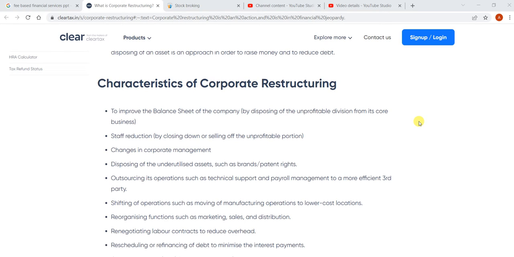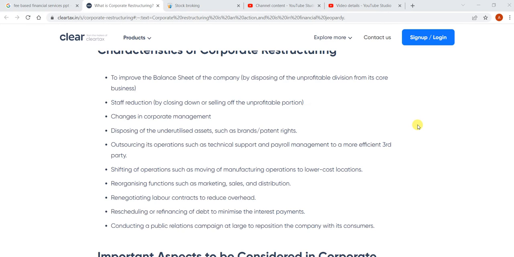Shifting of operations such as moving of manufacturing operations to lower cost locations, reorganizing functions such as marketing, sales, distribution, renegotiating labor contracts to reduce overhead, rescheduling or refinancing of debt to minimize the interest payments, conducting public relation campaigns at large to reposition the company to its consumers. So these are the important characteristics of the corporate restructuring.